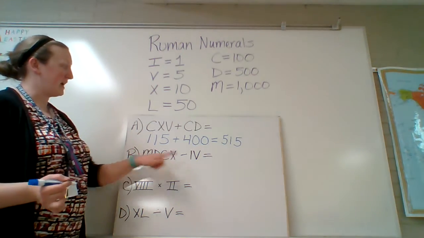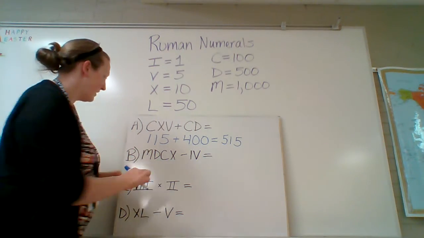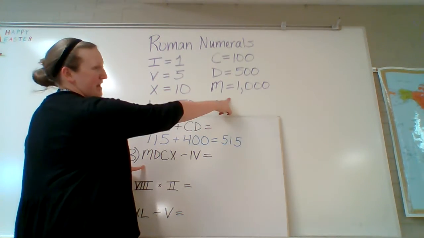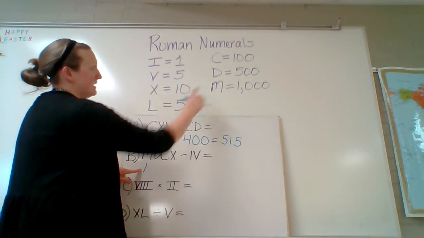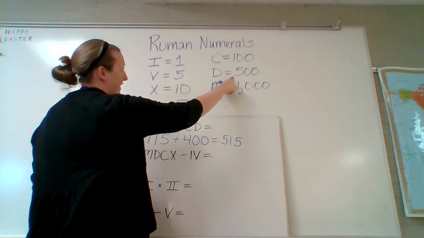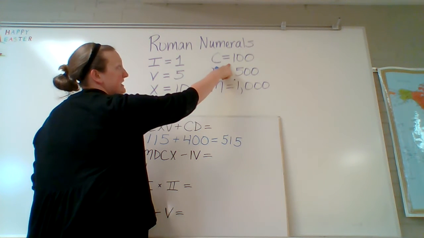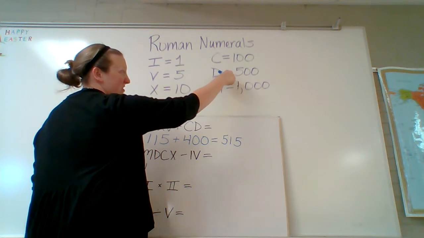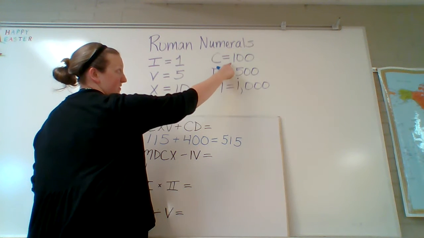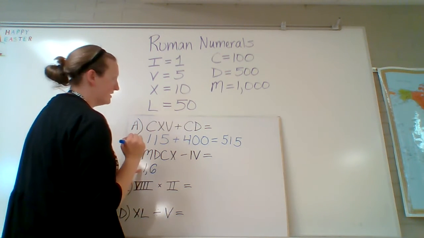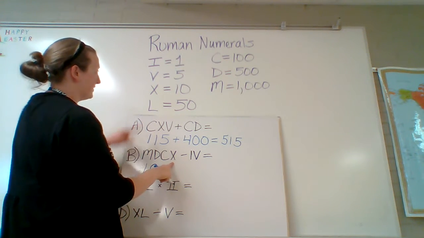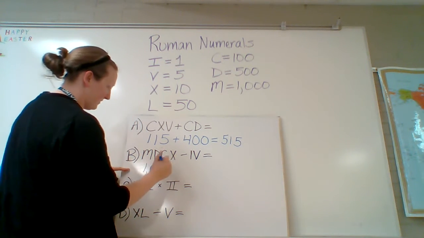We'll try another one. We'll try a subtraction problem this time. So my M, got to be my largest number right now. So it's 1,000. My D is 500. My C is 100. So I actually have to add those before I even write anything. So that's 600, 1,600. My next number is 10.